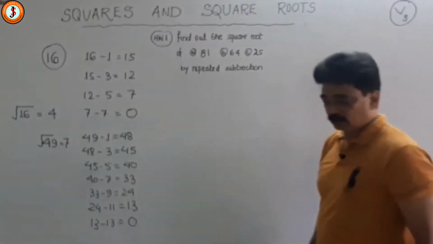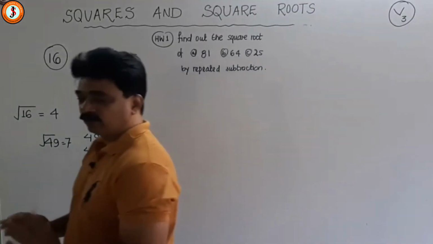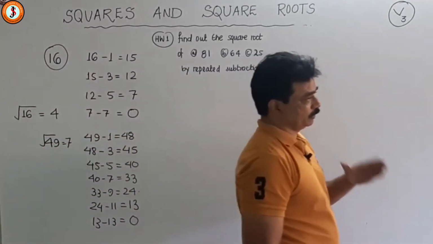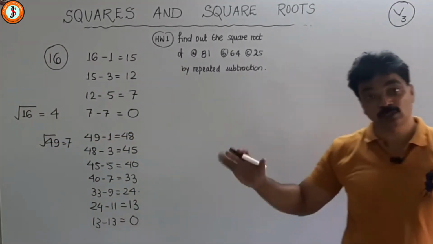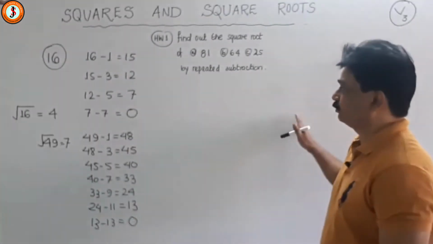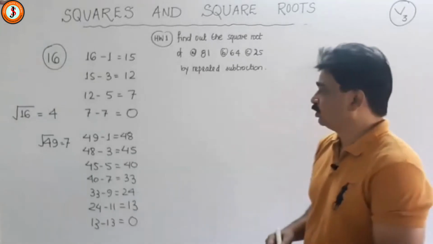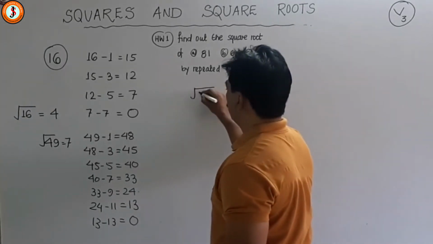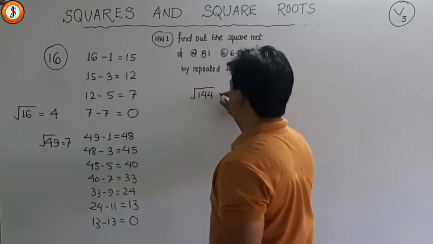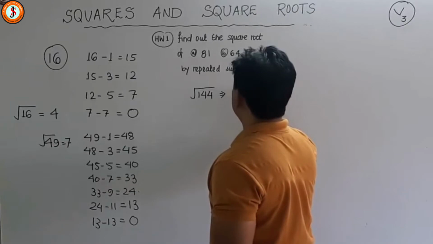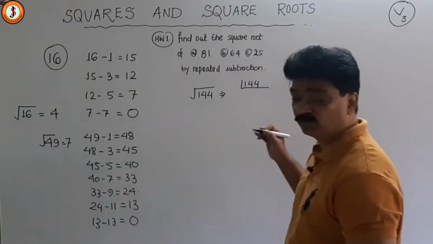Now we move ahead. We can find the square root by 2 more methods, by the factorization method. The shortcut will come to you tomorrow. Today you have to understand the basic way. Suppose I have to find the square root of 144. I am doing it by prime factorization. That means I will try to find the factors of this.